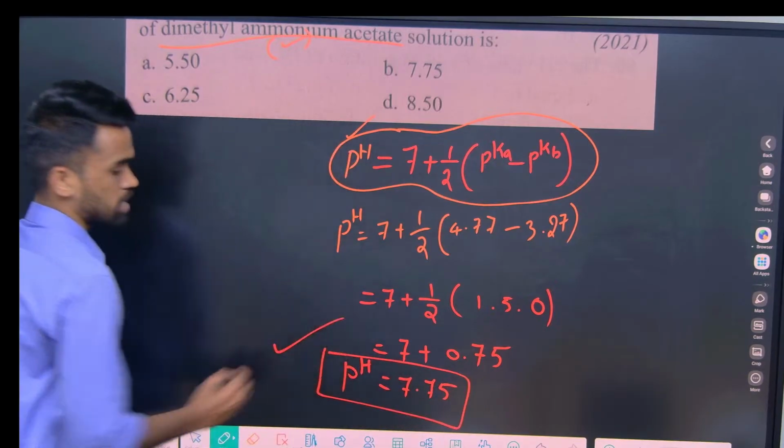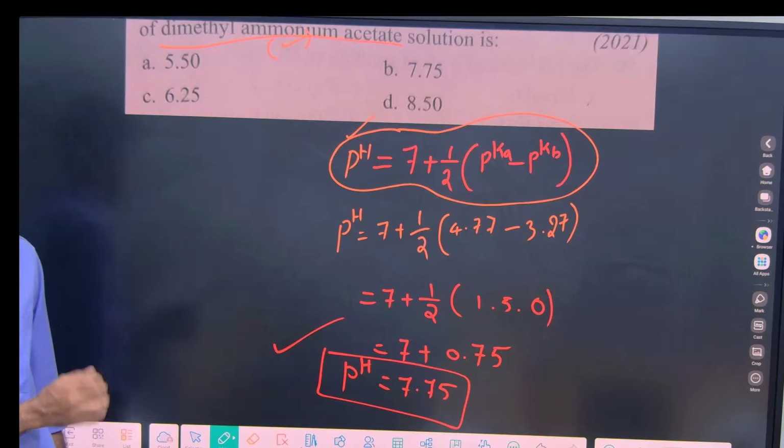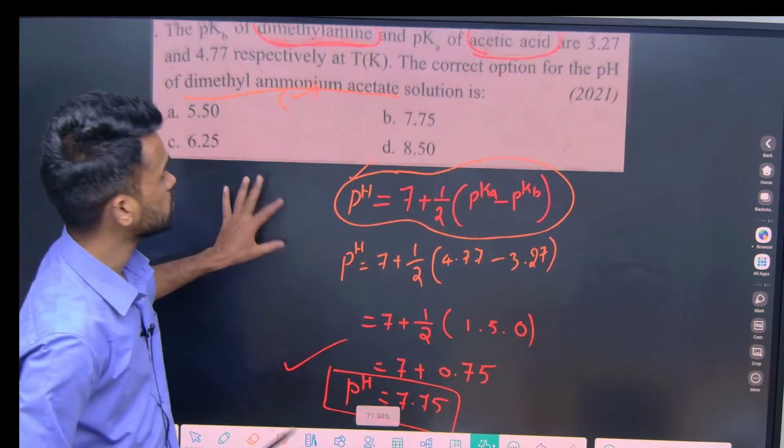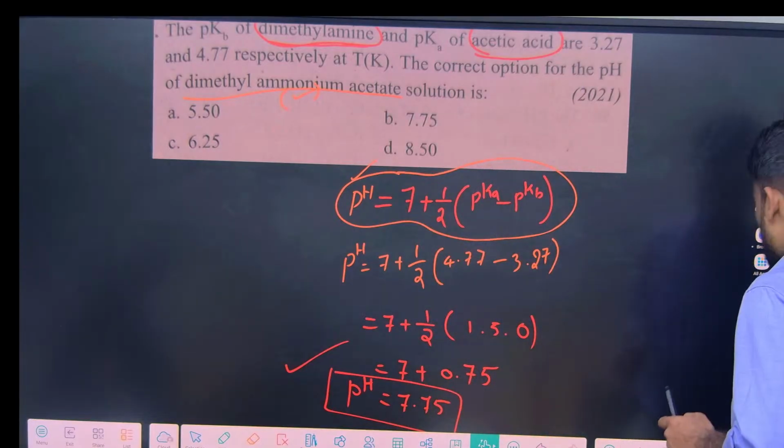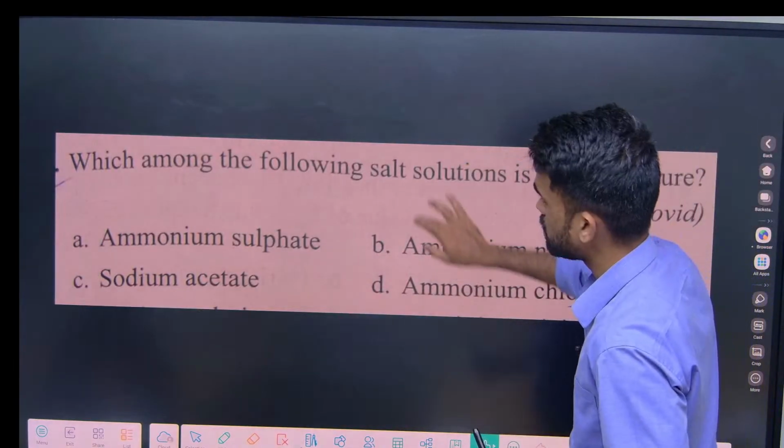So I hope the discussion is clear. Is there any confusion? No, right? So option B is your perfect answer for this. Okay, then next, solve this question.